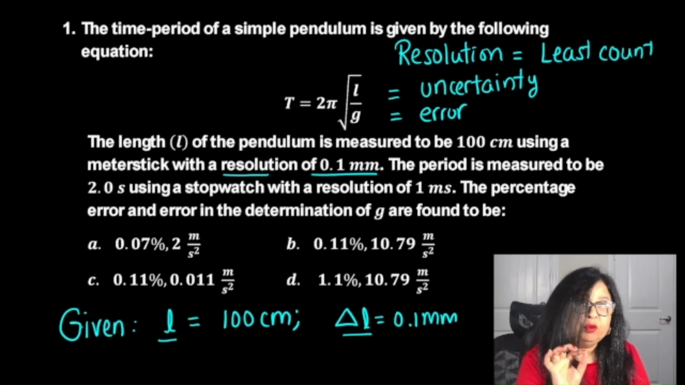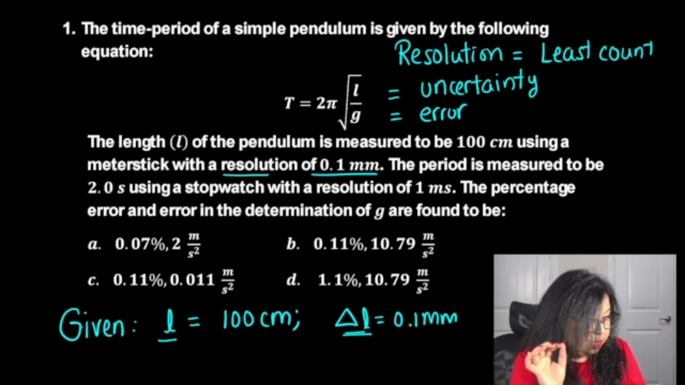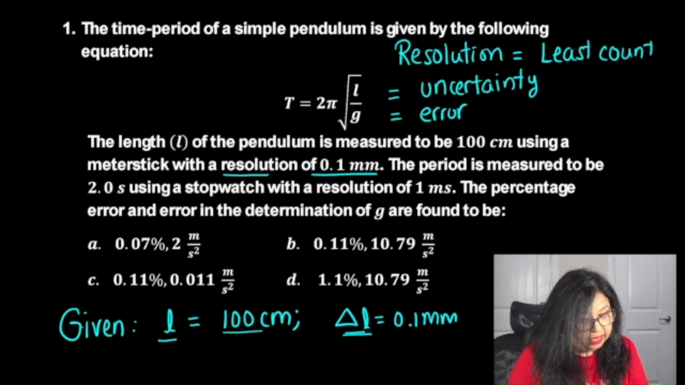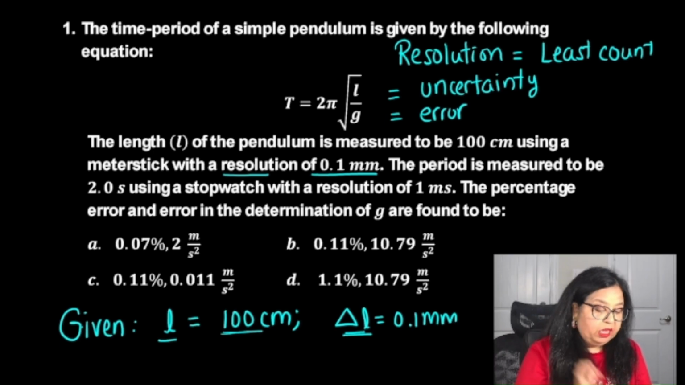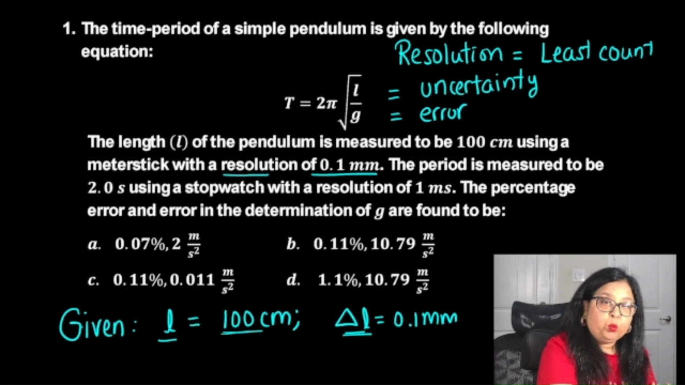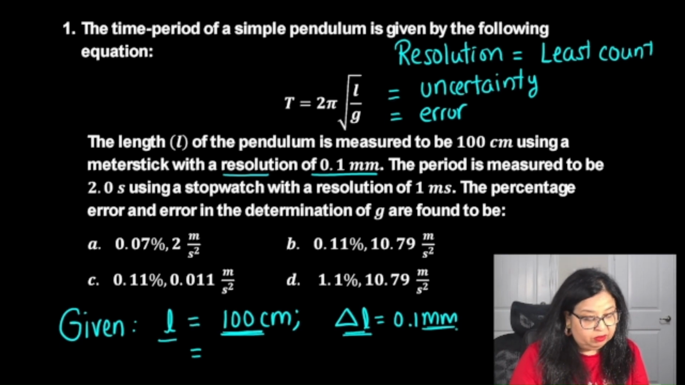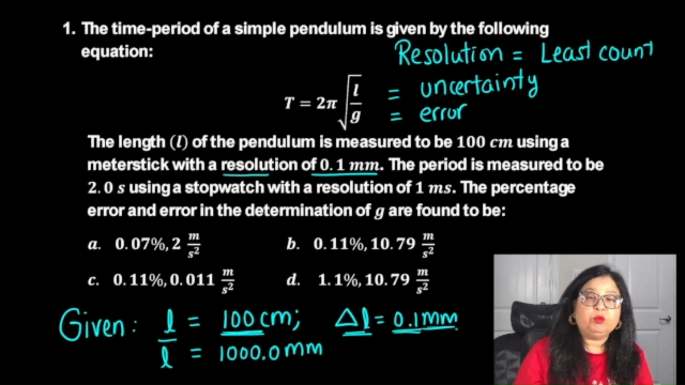And we have said this before, that the delta L must have as many digits after the decimal as the actual measurement does. So since the delta L is 0.1 millimeter, we're going to convert this 100 centimeters into millimeters and also to 1 digit after the decimal place. So that means this L is going to become 1000.0 millimeters. Now it matches the number of digits after the decimal for delta L.